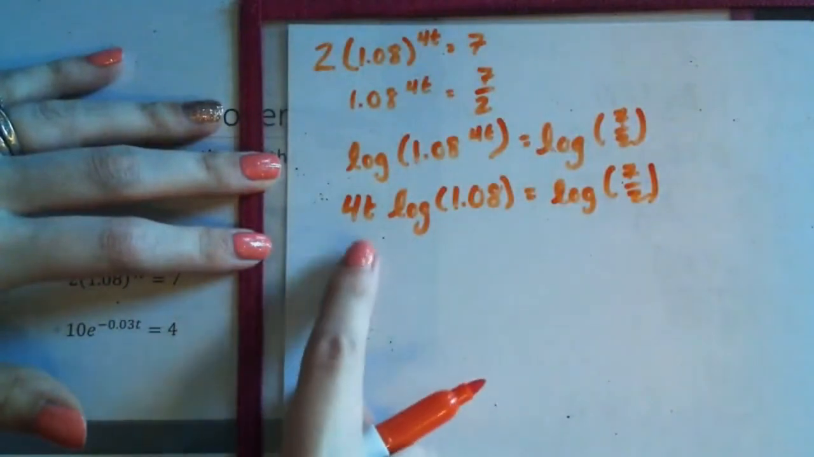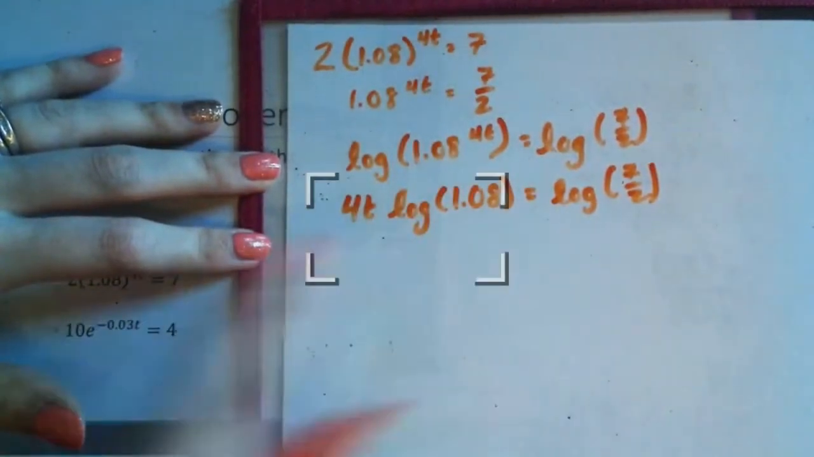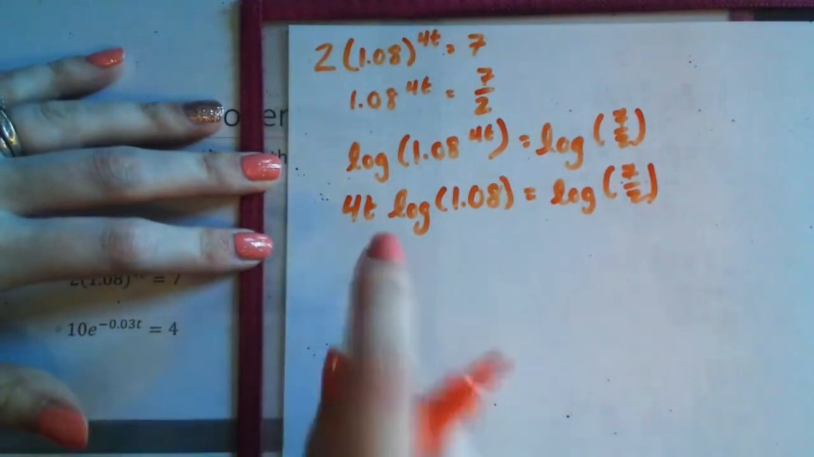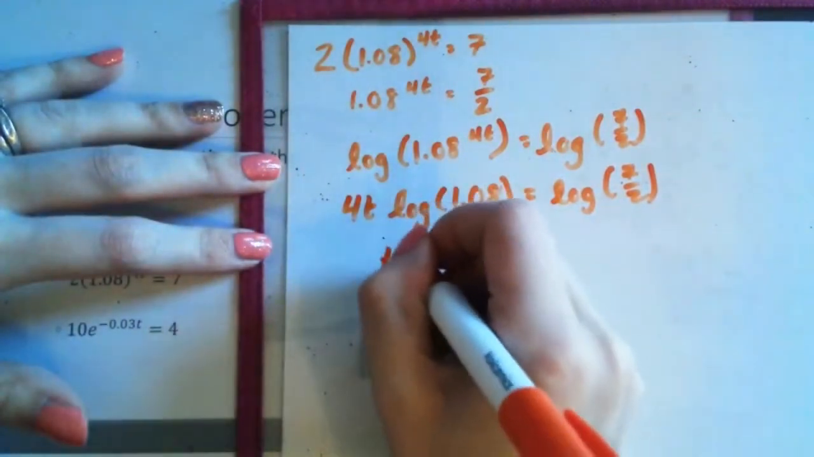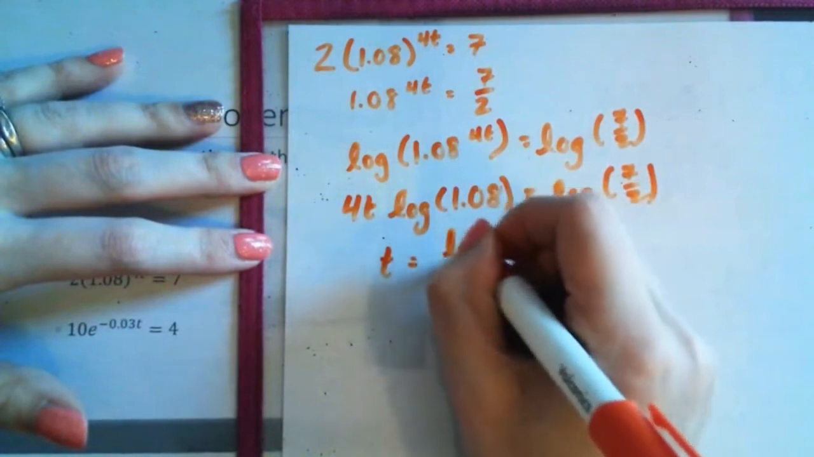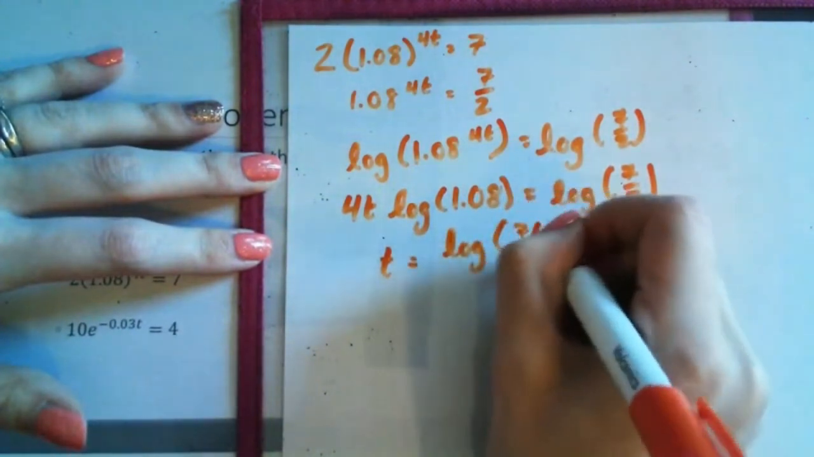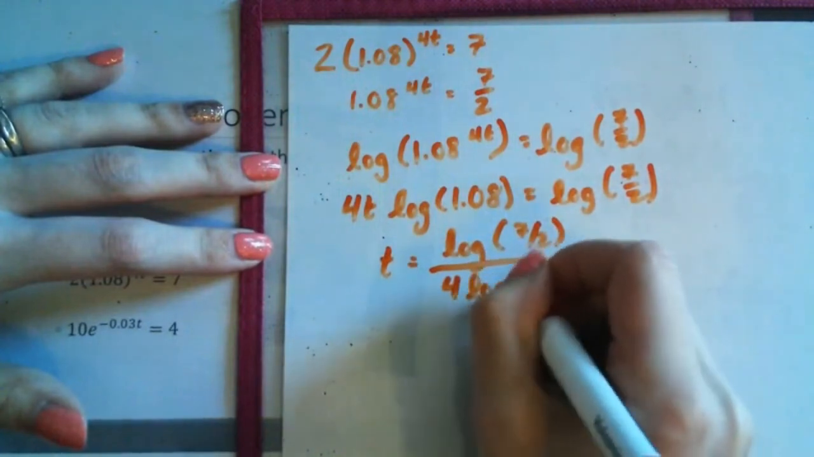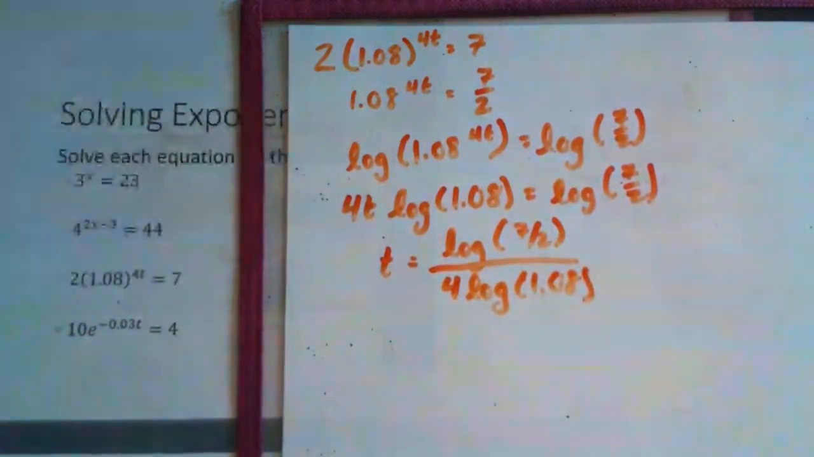I'm trying to get the t by itself. Right now t is multiplied by both 4 and the log of 1.08. So I'm going to divide both sides by both the 4 and the log of 1.08. We get t is equal to the log of 7/2 divided by 4 log of 1.08. That's our answer.